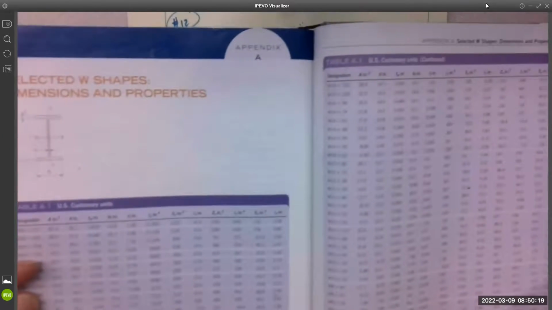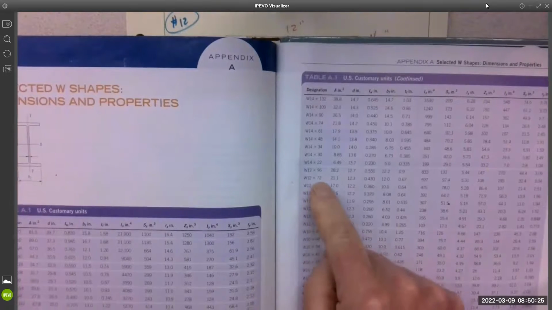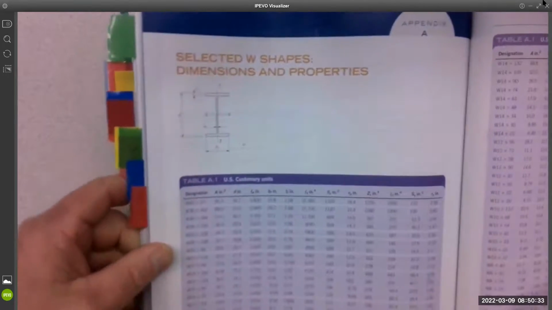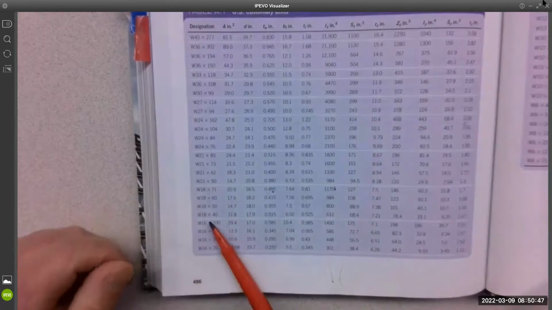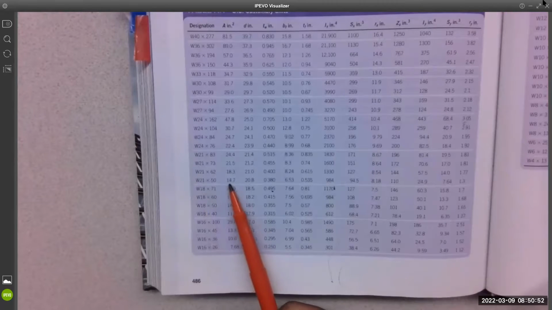Ours is inches and pounds on these callouts. So we are a W18 by 71. If I can find it here, it looks like it's on page 486. Oh, focus. W18 by 71 right there. Okay, it gives me the area, 20.9 inches squared. We'll need that.